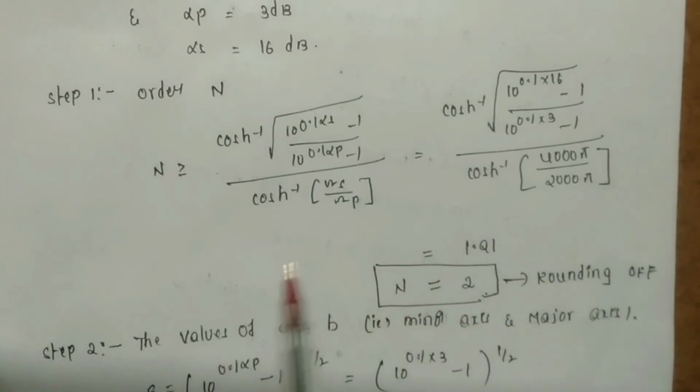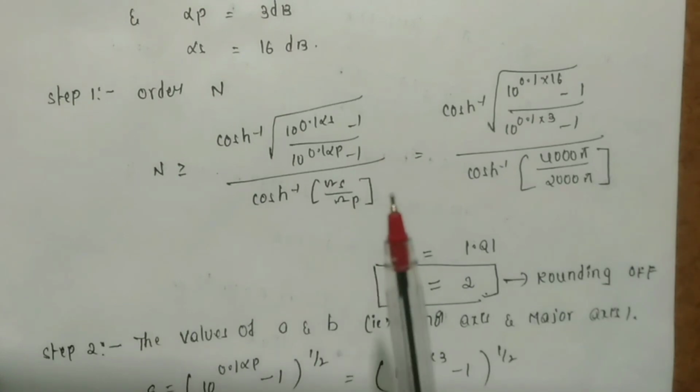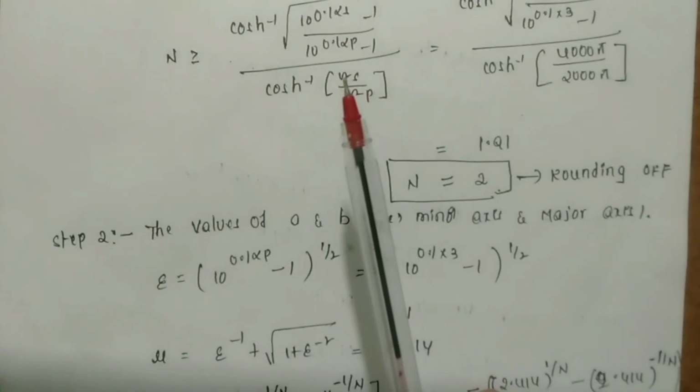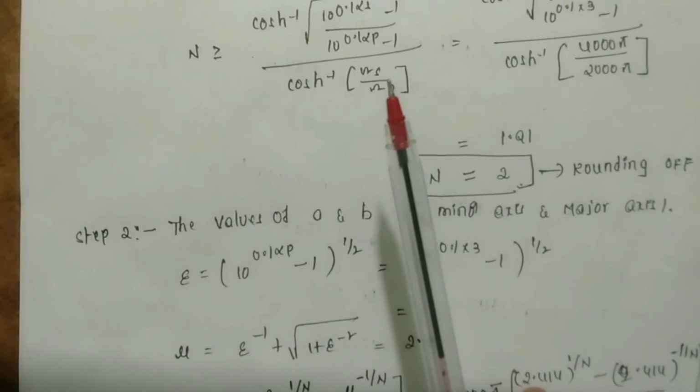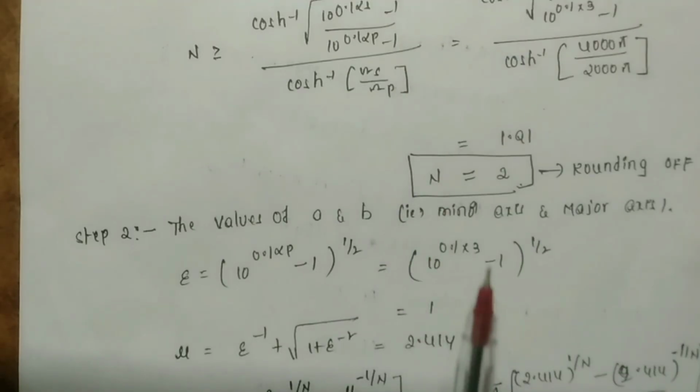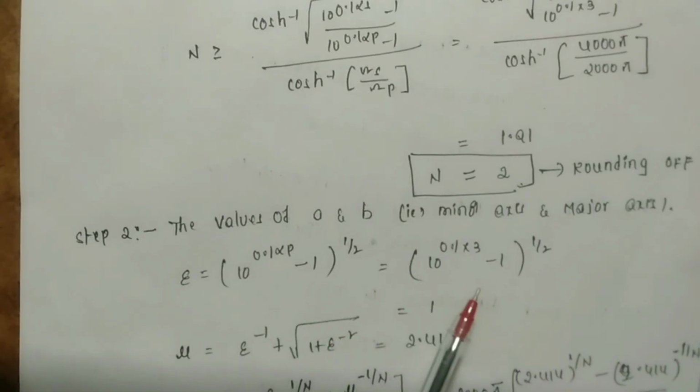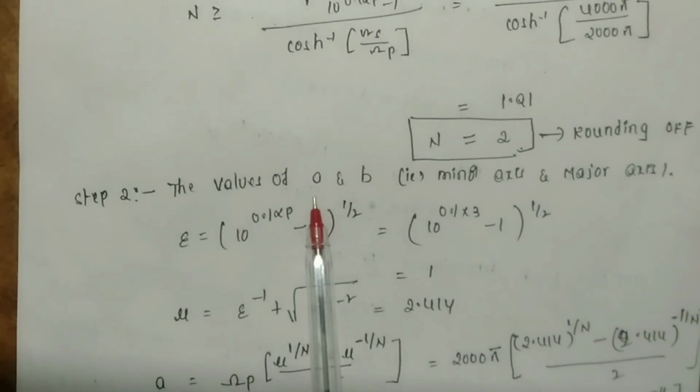Now next we have to find out the H of s, but we cannot find the H of s directly without calculating the poles. So that's why you have to calculate the poles. As I discussed in the previous video lecture, to calculate the poles, you have to calculate the epsilon value as well as the a and b values. The a and b values are the parameters required for finding the major and minor axes of the ellipse, because the poles lie on the ellipse. So first I'm finding the A and B values.